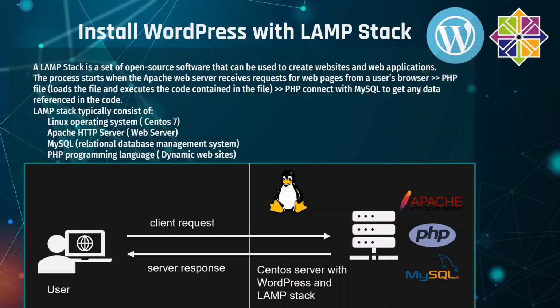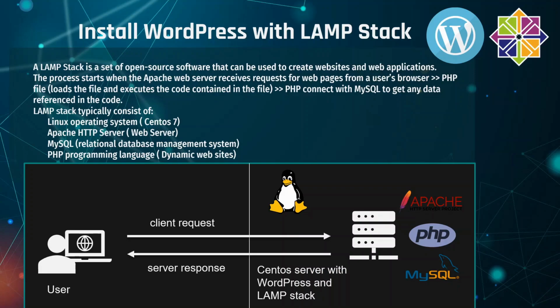Hi, in this tutorial I will be installing WordPress with the LAMP stack on my CentOS 7. A LAMP stack is a set of open source software that can be used to create websites and web applications. The process starts when the Apache web server receives requests for web pages from a user's browser. Then PHP loads the file and executes the code contained in the file.